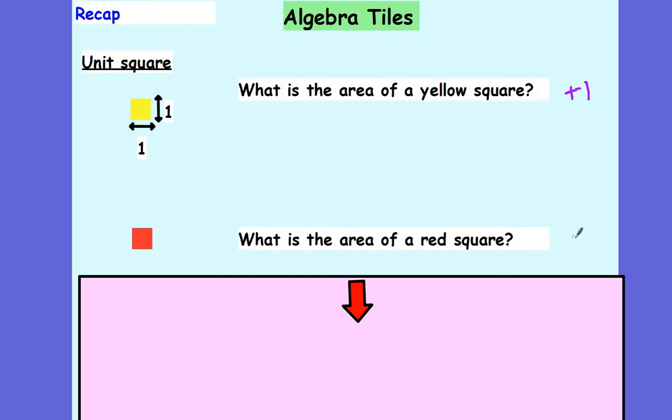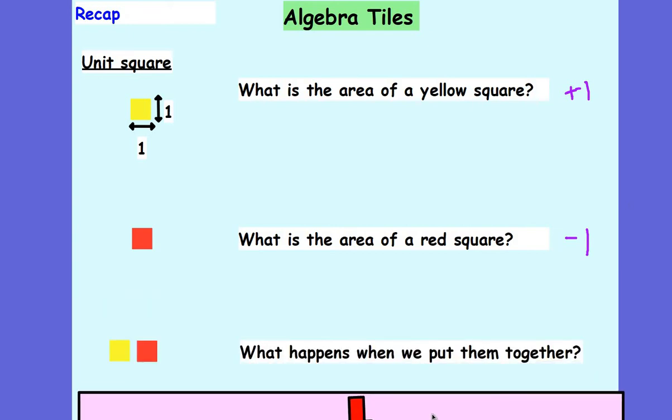Correct, the red square is negative 1. Thank you, Evan. So what happens when I put them together, honey? You're right, honey. It makes a 0 pair, and they make 0.